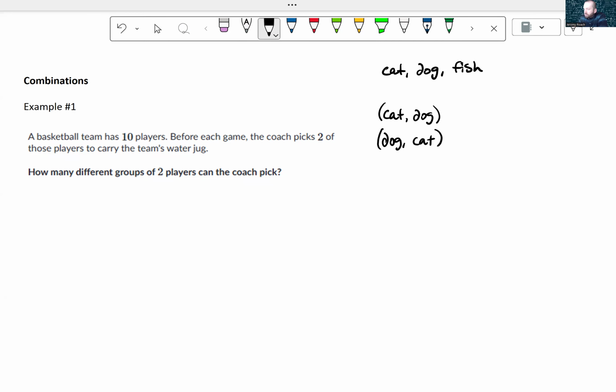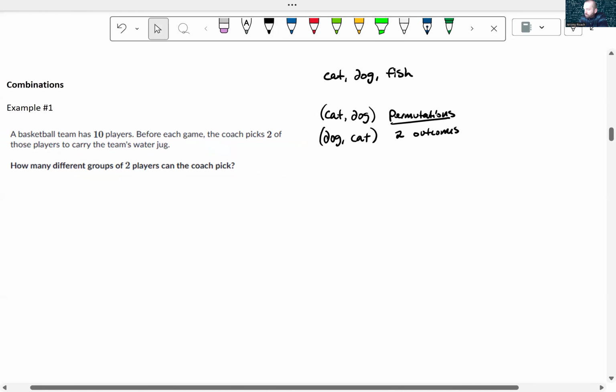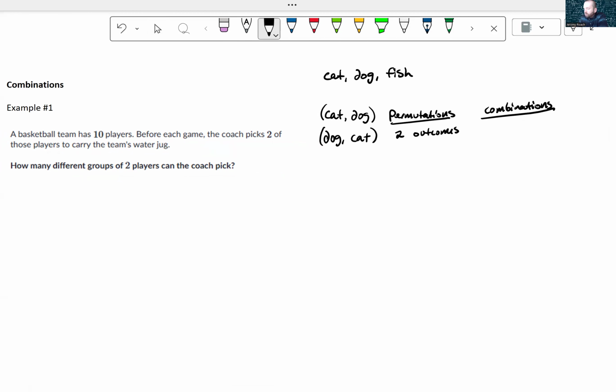If this was permutations, we would say that that's two outcomes. If this was combinations, we would say that, well, the order doesn't matter. So a cat and a dog or a dog and a cat is still the same outcome. So that's just one outcome.